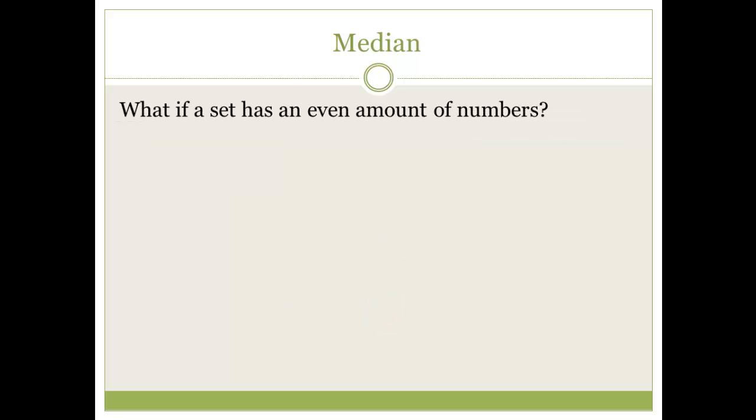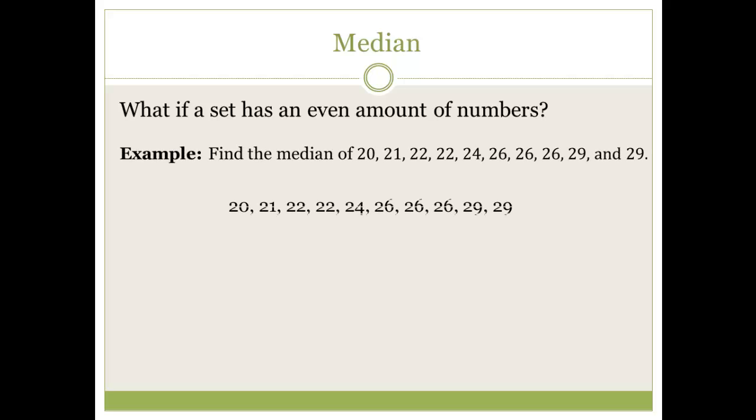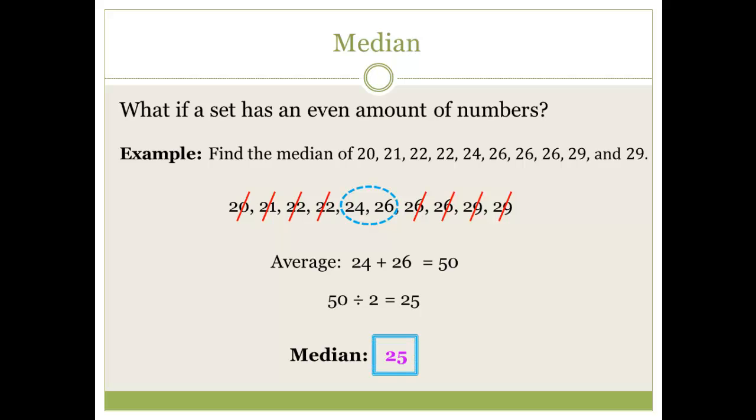What if a set has an even amount of numbers? We can actually do the same thing, but we will end up with 2 numbers in the middle. You simply take the average of those 2 numbers to find the median. Let's do an example. This set is already ordered, so let's cross off the outside numbers until we get to the middle numbers, which are 24 and 26. 24 plus 26 is 50, and then 50 divided by 2 is 25. Therefore, the median is 25.